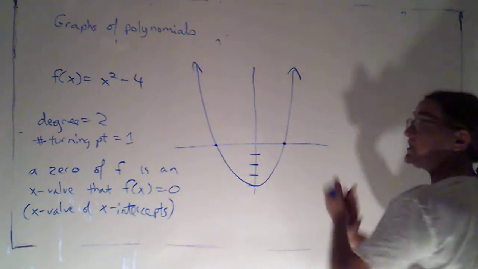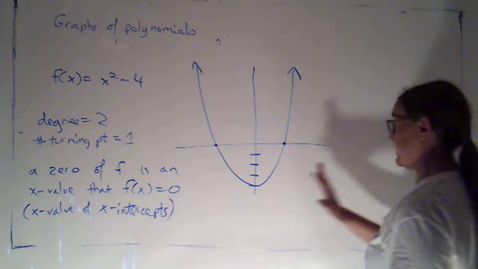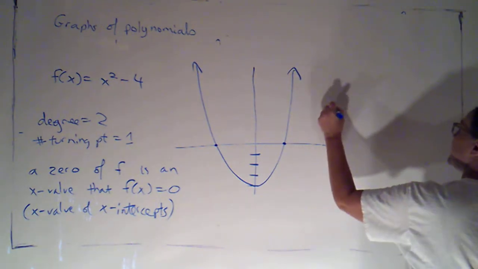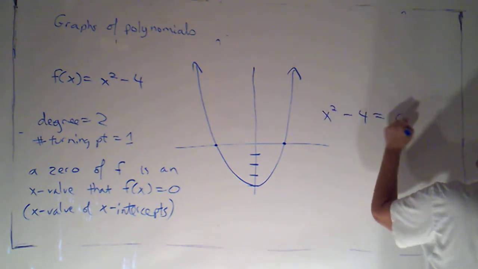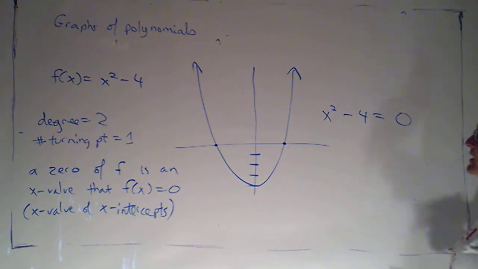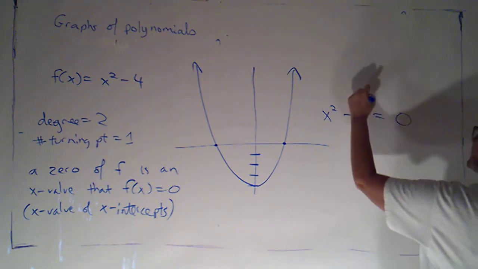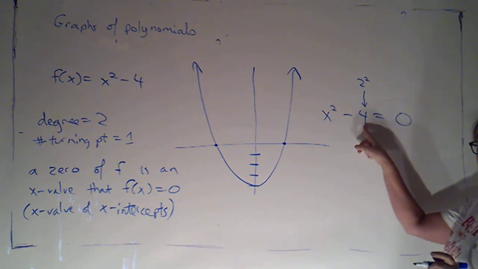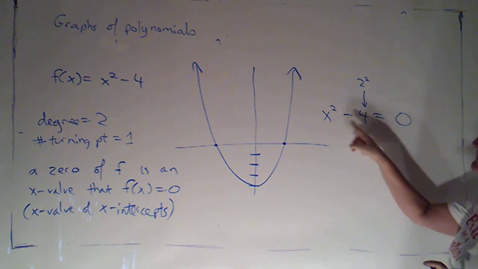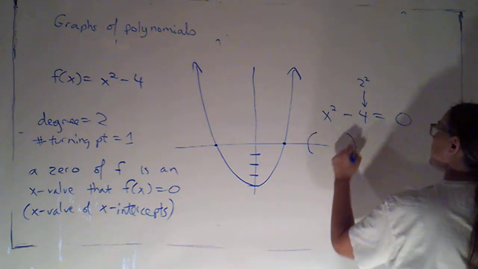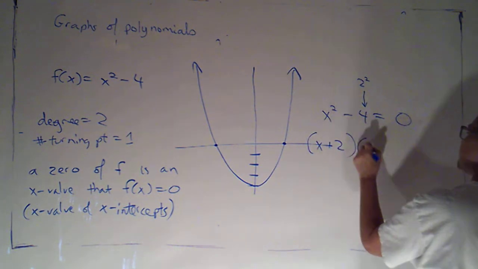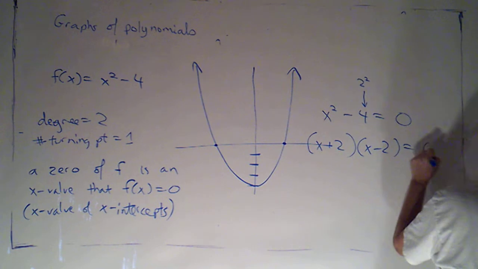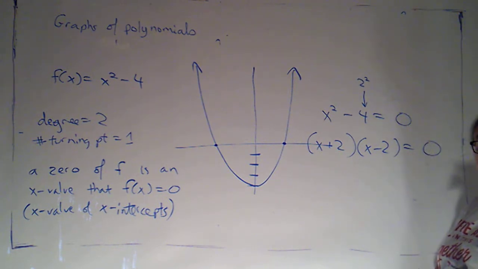Now, if I wanted to find the zeros of this function, I could say, when is x squared minus 4 going to equal 0? And this one I can factor, because this happens to be a difference of 2 squares. 4 is 2 squared. Anytime I have a difference of 2 squares, I can factor. This would be x plus 2 times x minus 2 would have to equal 0.